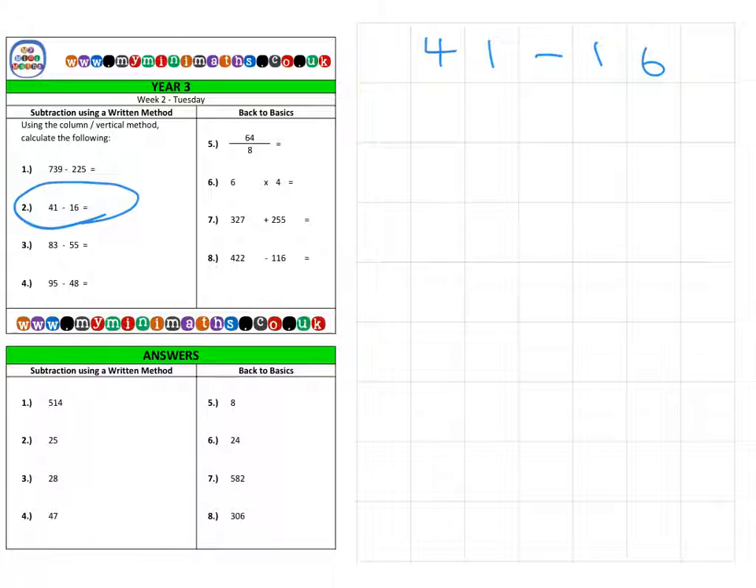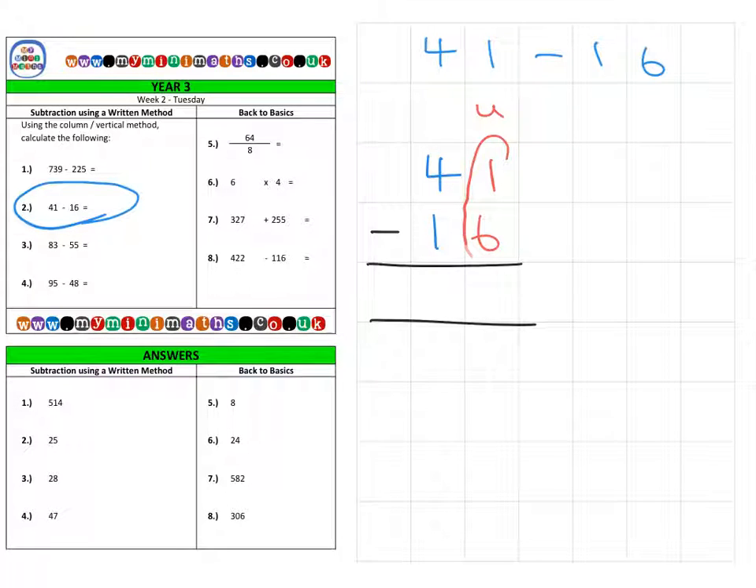And first of all, we're going to have 41, and we're going to subtract 16, so that's 1 ten and 6 units. So first of all, onto the units, and we're going to take 1 apple and take away 6 away. Now, we can't really do that, can we?